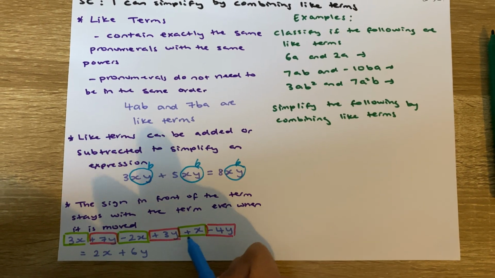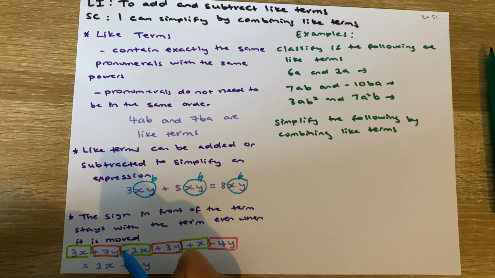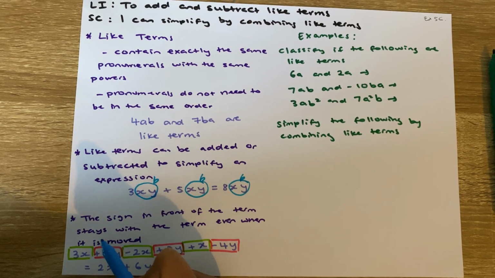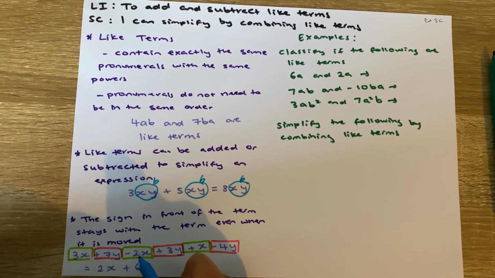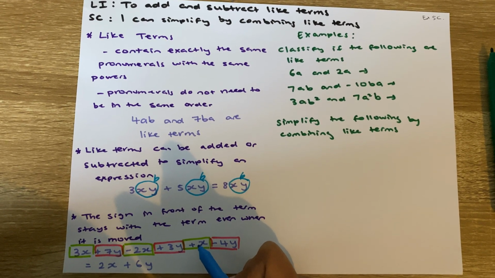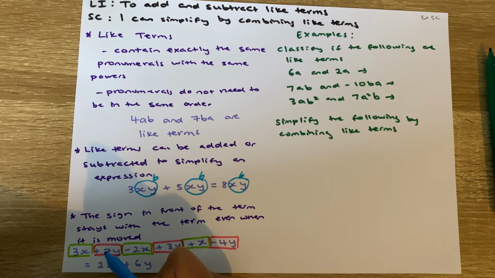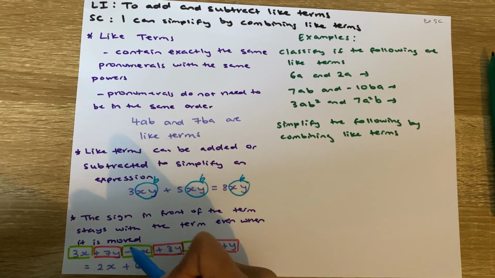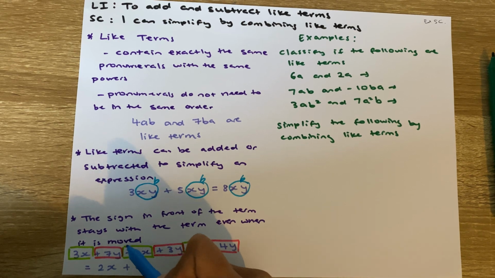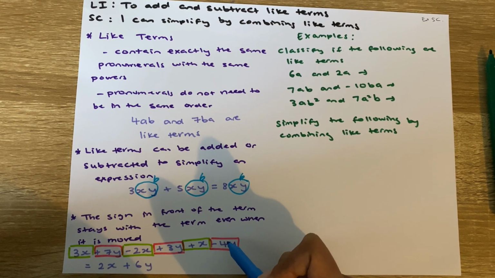So now I'm going to look at my greens first, my x's first. So I've got 3x, take away 2x, plus, remember, x on its own is going to be 1x. So I've got 3 take away 2, which is 1, 1 plus 1, which is 2. So I've got 2x in total when I've added or subtracted them. And if we look at our y's now, I've got 7y plus 3y, take away 4y. So 7 plus 3 is 10. 10 take away 4 is 6.